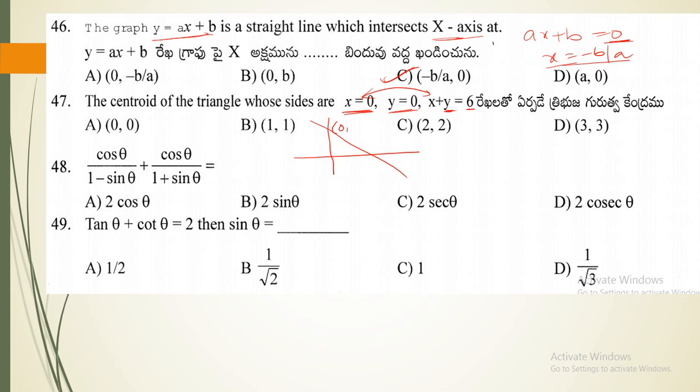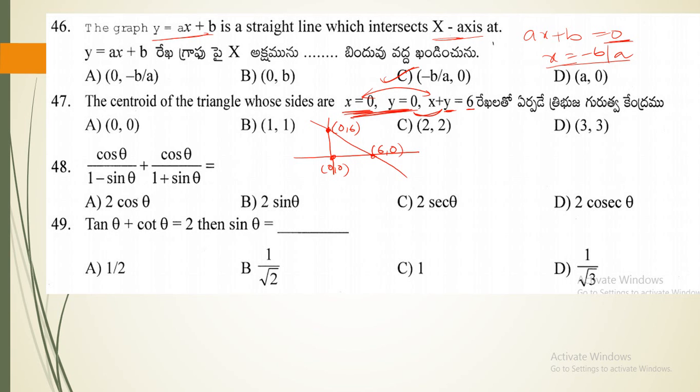That means this is (0, 6). So this point is (0, 6). If I consider these two points, then it is (0, 0). Next, if I consider these two, then I am going to get (6, 0). Now we already have all three vertices of the triangle.